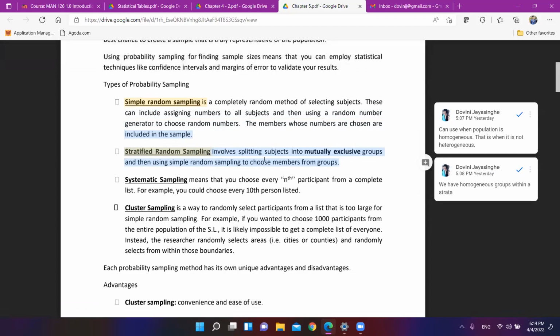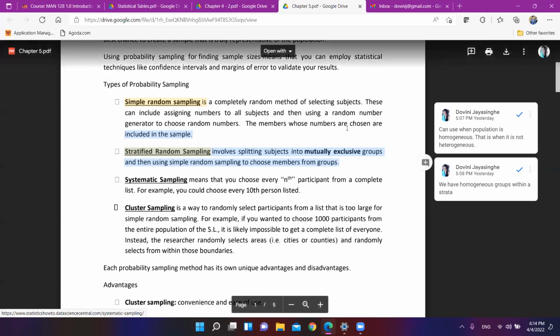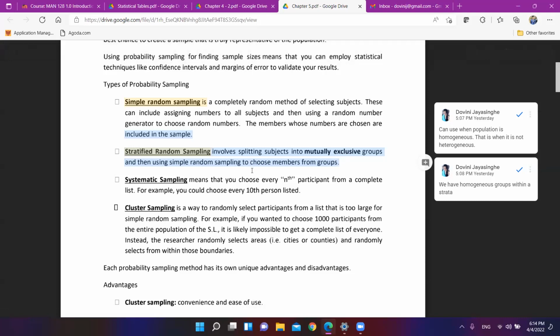Stratified random sampling involves splitting subject into mutually exclusive groups. Now you all are familiar with this word mutually exclusive කියලා කියන්නේ intersection is null. Intersection එකක් නැති. ඒ කියන්නේ පොදු අවයව නැති කුලකවලට කඩලා ඒවා ඇතුලෙන් තෝරගන්නවා randomly and then choosing simple random sampling, SRS, okay, simple random sampling to choose members from the groups.